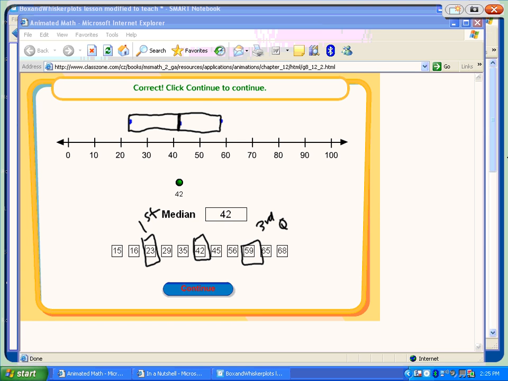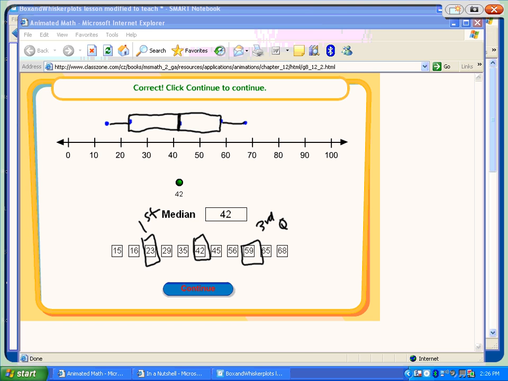Where else do I draw a dot? 15. And that's called the what? Lower extreme. And where else do I draw a dot? 68, which is the upper extreme. Okay, and then we connect to make our whiskers. Everybody got the box and whisker plot?